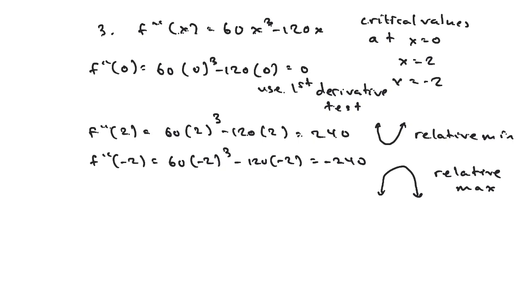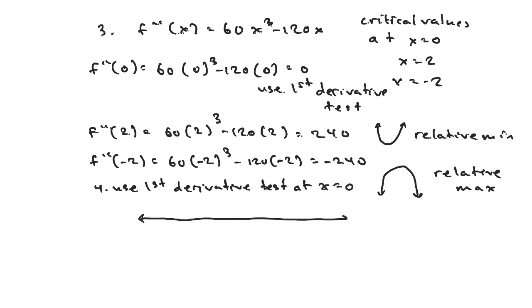Okay, so from here we're going to go back and use the first derivative test at x equals 0. I'm going to draw a number line and label minus 2, 0, and 2. Up here I'm going to write the sign of f prime of x, and down here I'm going to write some test values.